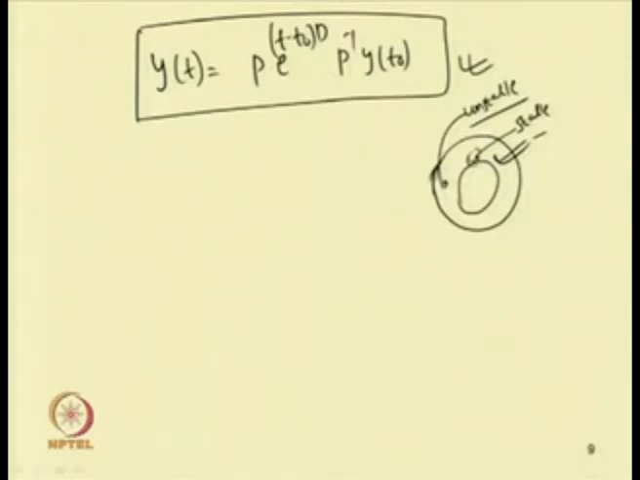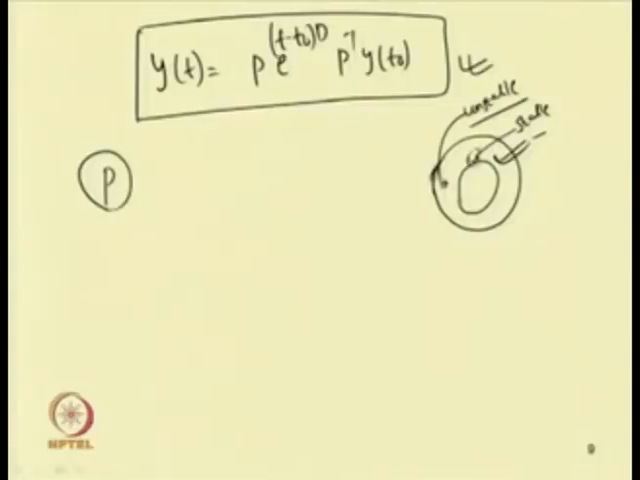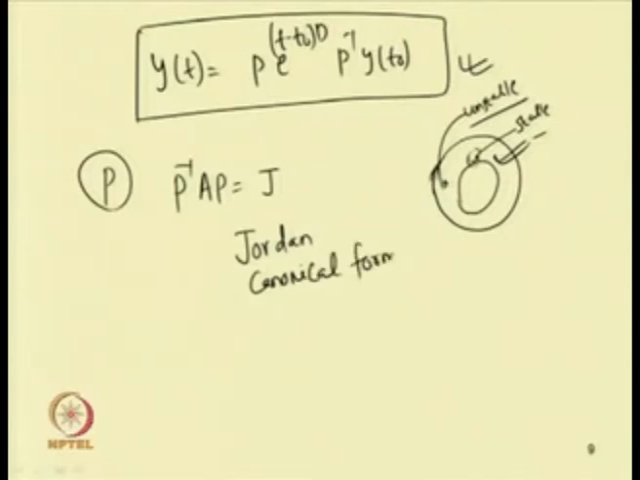eigenvalues. So, instead of distinct eigenvalues, if some of the eigenvalues are not distinct, then there exists a matrix P such that P inverse A P will be equal to J, which is known as the Jordan canonical form. So, this is the Jordan canonical form. We can write the system using this Jordan canonical form, where J equals J 1 and so on.